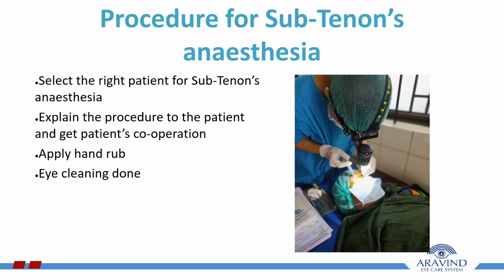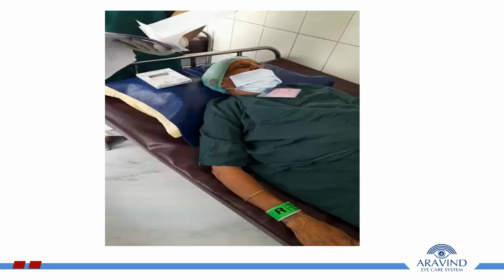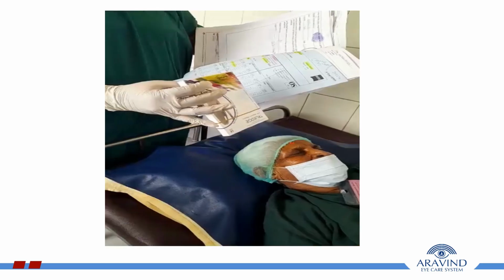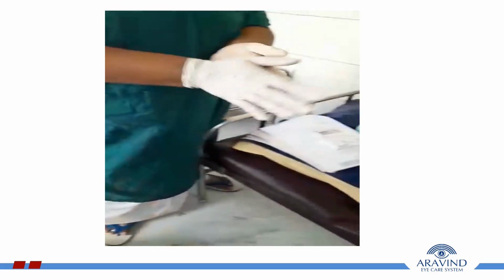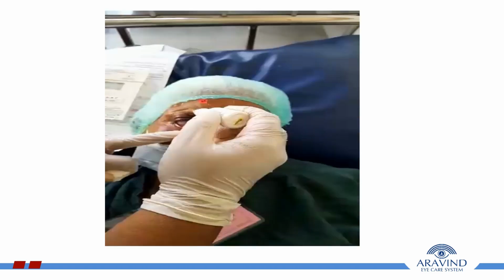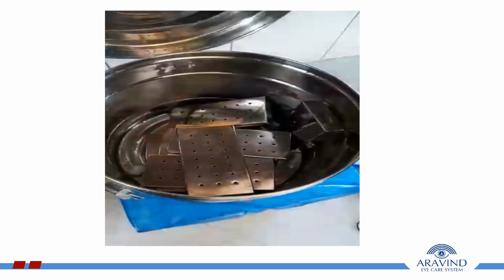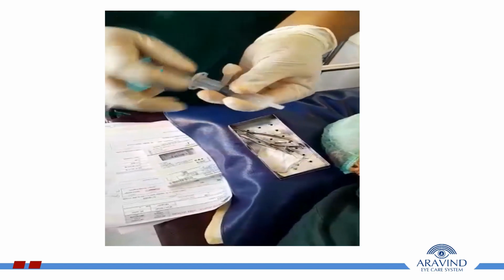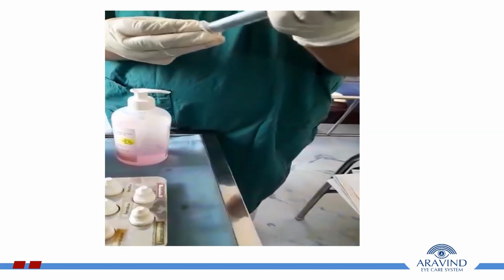Procedure for subtenon's anesthesia. Select the right patient for subtenon's anesthesia. Case sheet to be verified and explain the procedure to the patient. Apply hand rub. Apply 0.5% proparacaine eye drop. Take subtenon set from the bin and withdraw 3 ml of local anesthetic drug.